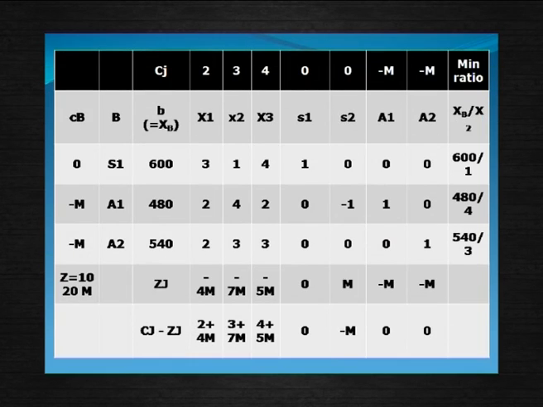The initial basic feasible solution is obtained by setting x1 equal to x2 equal to x3 equal to s2 equal to 0. The initial solutions are s1 equal to 600, a1 equal to 480, a2 equal to 540. Max Z is equal to minus 1020 M, and the obtained solution is shown in the table. Again, from the table we can see the C2 minus Z2 value in x2 column is the largest positive, entering variable x2 to replace basic variable a1 into the basis.